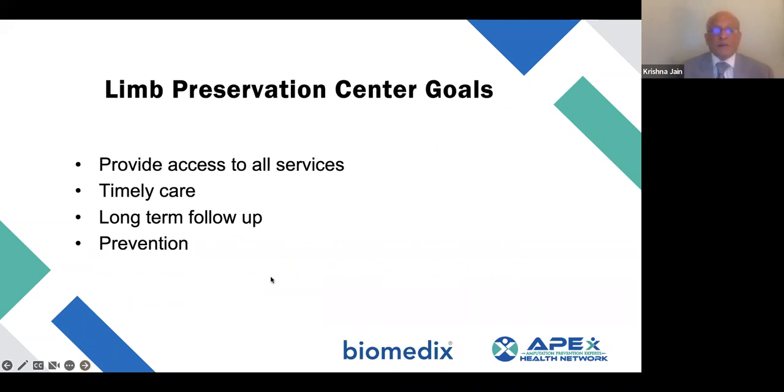So what are the goals of a limb preservation center? You provide access to all services, timely care, long-term follow-up, and prevention. All these are important parts of preserving limbs.